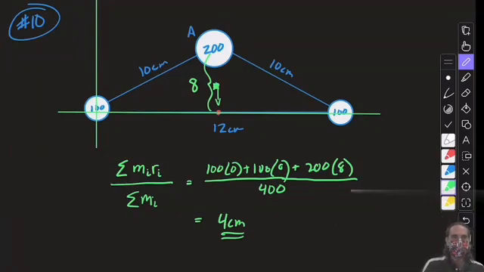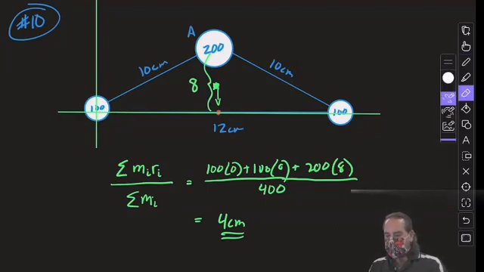Questions about that? Could you have done that without doing all the math? Probably. It was symmetrical. I had 200 grams at the bottom, 200 grams at the top. It's got to be in the middle. It was 100, 200, 100. It was symmetrical, so it's probably in the middle. So on a multiple choice, if you see some symmetry like this, you might be able to save some time.